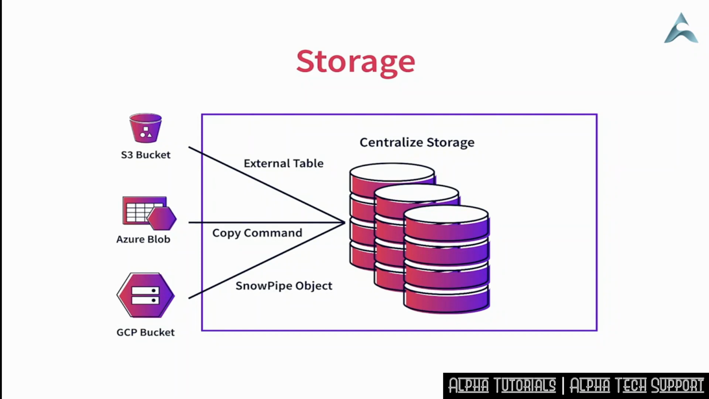You can use the copy command to move from your source bucket if you have your files already in the cloud, or you can move from on-prem if you want to upload from on-prem. You also can use a Snowpipe object. So there are different ways for you to get the information into the SnowflakeDB managed storage.